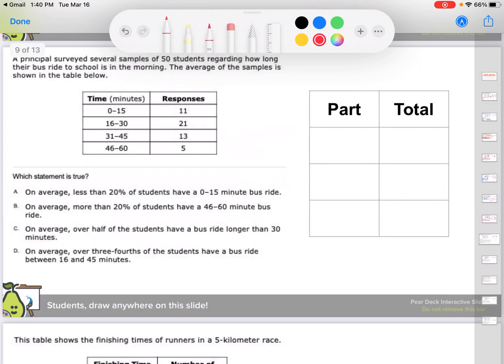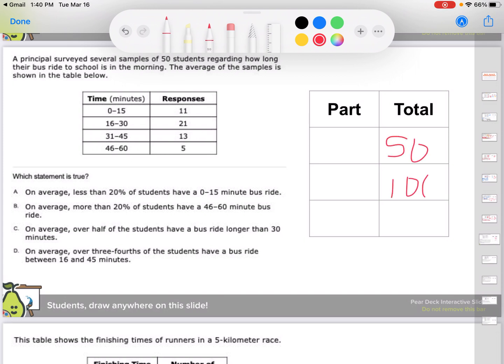All right, the next one says a principal surveyed samples of 50 students regarding how long their bus ride was in the morning. The average of the samples is shown in the table below. So on average, less than 20% of students have a 0 to 15-minute ride. So we're talking about 50 kids, right?